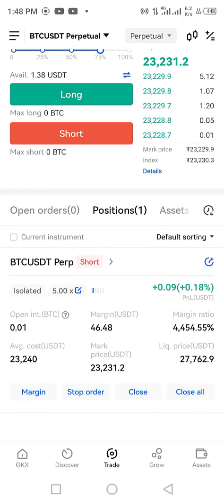So this is how you place a trade on the OKX futures platform using your mobile phone.